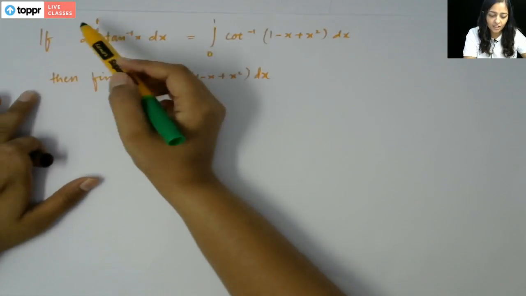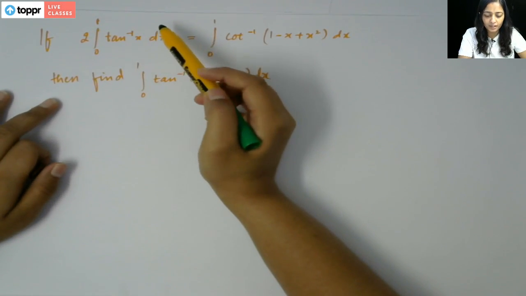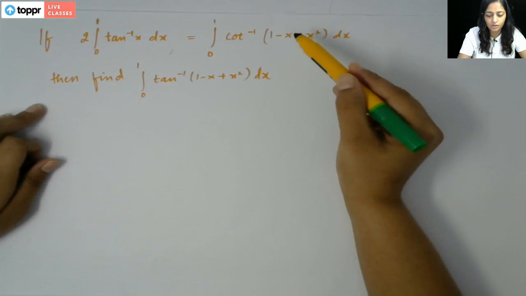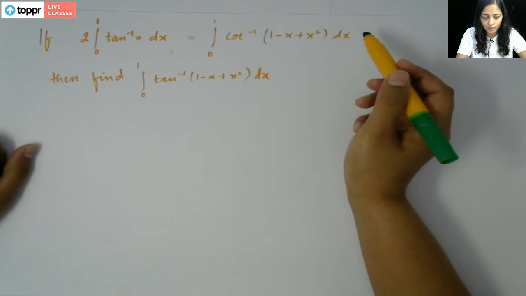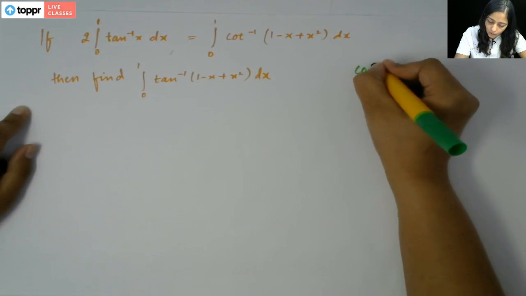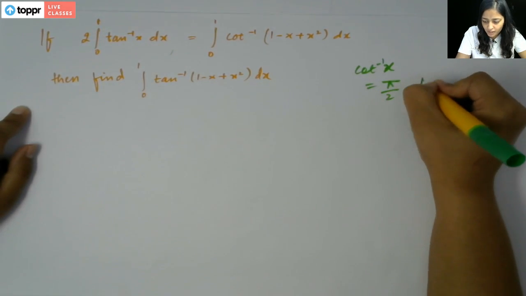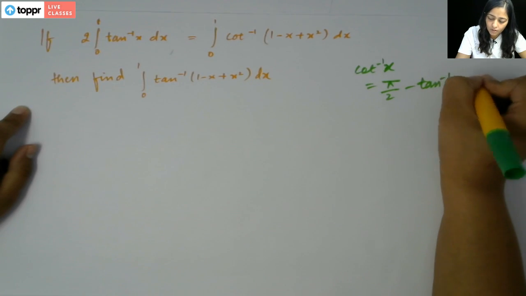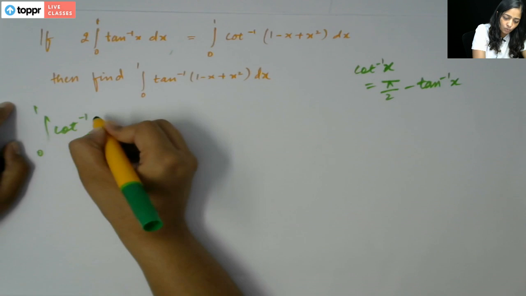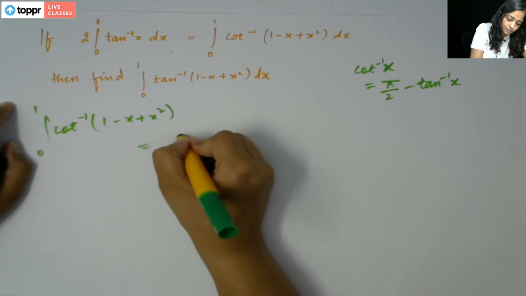So if you have been given twice the integral from 0 to 1 of tan inverse x dx is equal to the integral with limits from 0 to 1 of cot inverse of (1 - x + x^2) dx, then you have to find the value of this. So let's see, cot inverse x can always be written as pi by 2 minus tan inverse x, right?